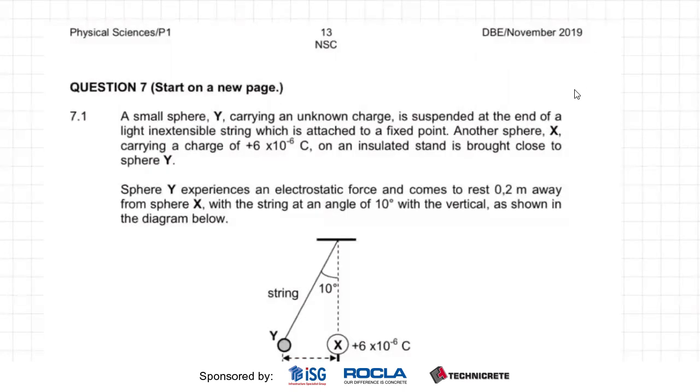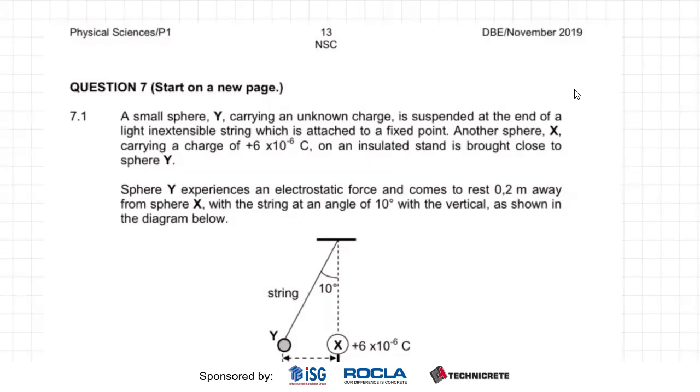Hello everyone, this again is the DBE November 2019 paper, the physics paper 1, and we are now on question 7. Question 7 is an electrostatics question, and from what I can see with my notes, you did a lot of this in grade 11. If that's not the case, then you did it in grade 12.